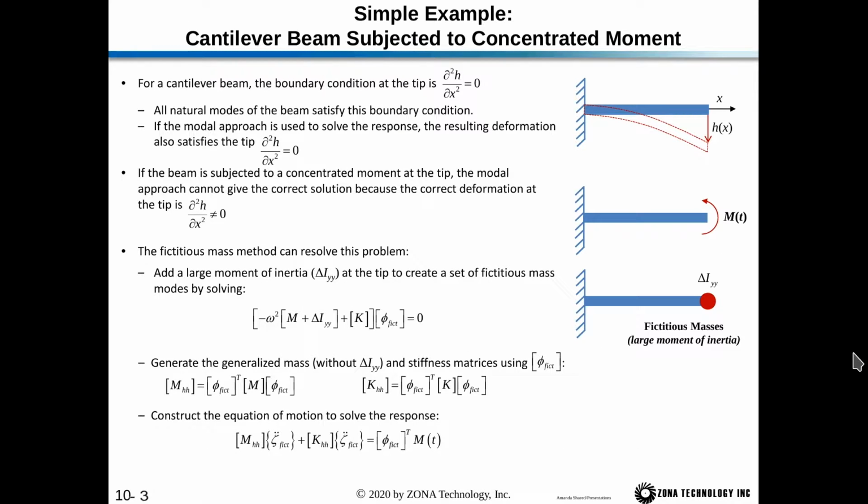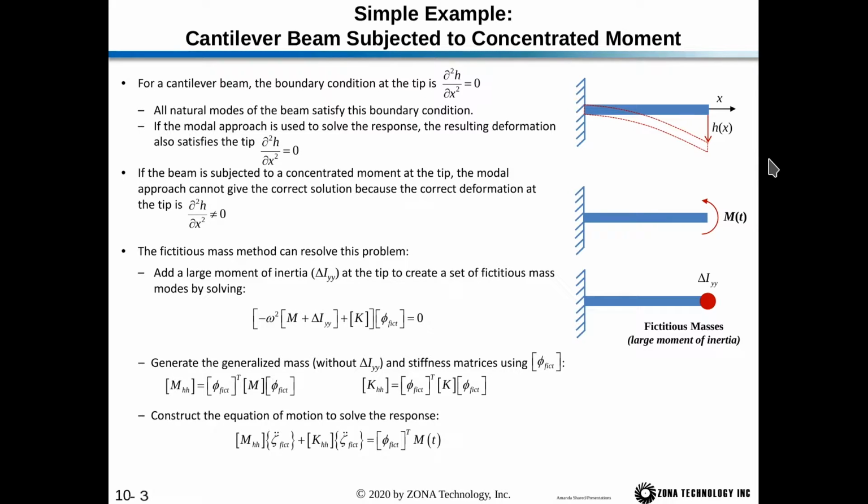So first we'll look at a simple example of why we need to use the fictitious mass method. This is a cantilever beam subjected to a concentrated moment force at the tip. So for a cantilever beam, the boundary condition at the tip is given here, where the second derivative of h with respect to x is 0. So all natural modes of the beam satisfy this boundary condition.